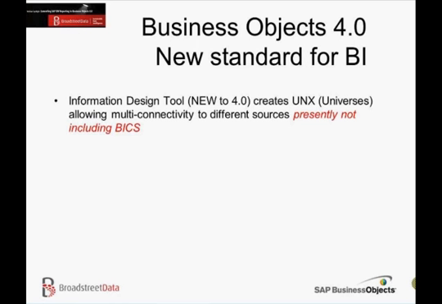Now, this BusinessObjects 4.0 framework also has a tool called Information Design Tool. That's new to 4.0. That's the new universe design tool. It creates UNX universes. Now, currently, it does support multi-connectivity to different sources, so you can connect to different databases, but presently doesn't allow connectivity to BICS. This is something that will likely be available in the 4.1 release.